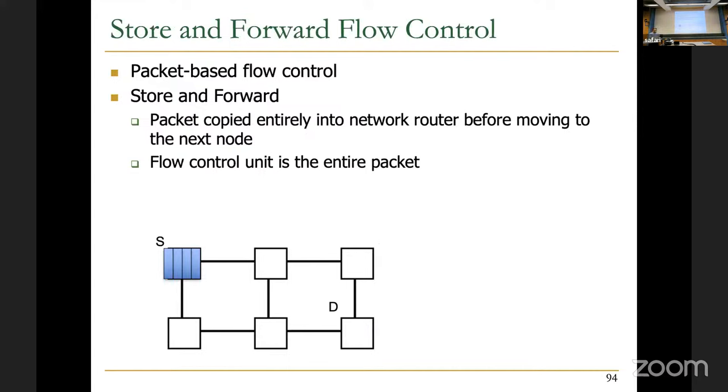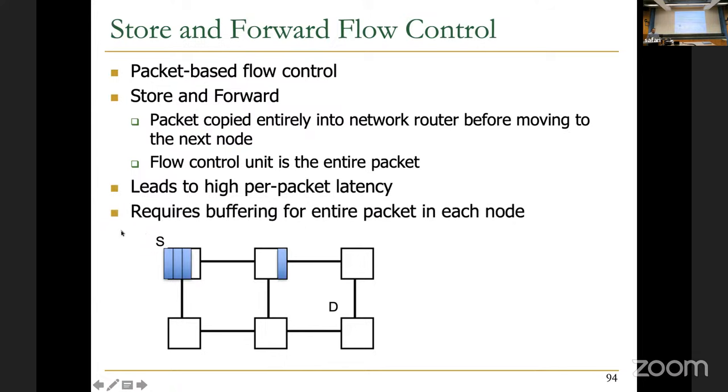Okay. So the next flow control is store and forward. This is one of the packet-based flow controls. The packet is copied entirely into the network router before moving to the next node. So the flow control unit is the entire packet. Here you can see that we have a packet that has four chunks, or four flits, let's say. This packet wants to be sent from this source to this destination.